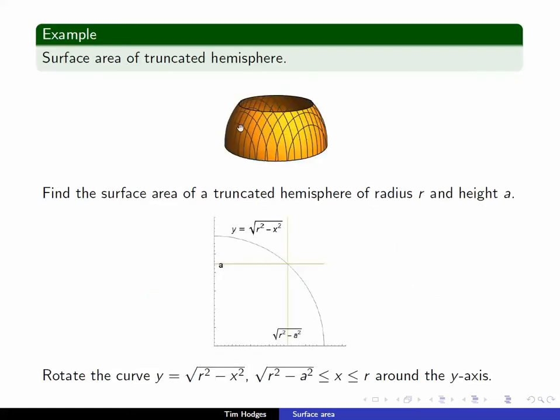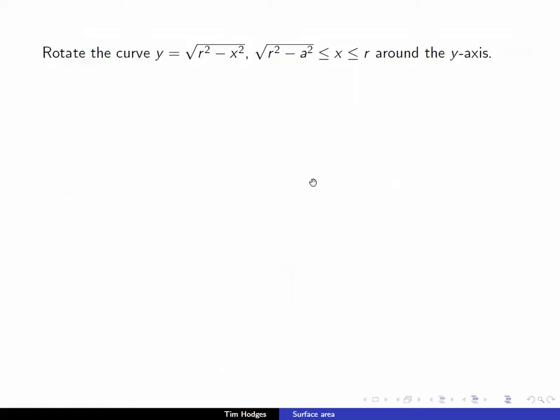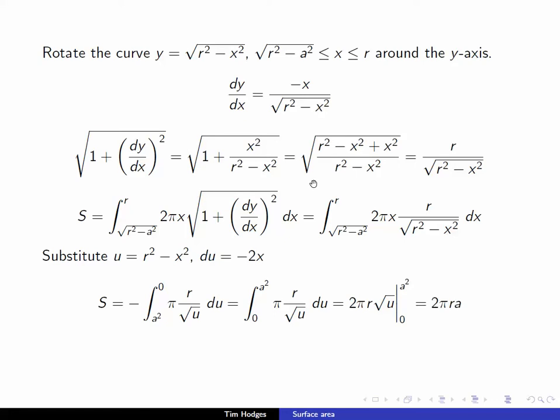In particular, if we slice the hemisphere exactly halfway up, at the point a equals r over 2, then we'll get two very different looking pieces of the hemisphere, one which is very cylindrical at the bottom, and another which is like a cap shape. But interestingly, since they both have the same height a, they'll have the same surface area. Quite a curious fact. So that's all the examples that I'll cover today.